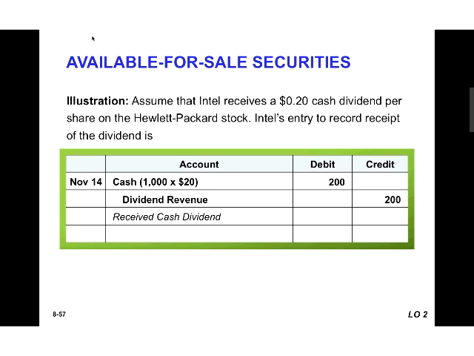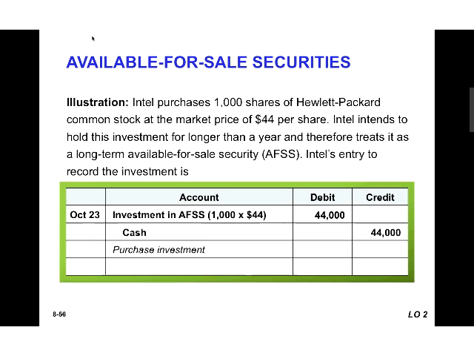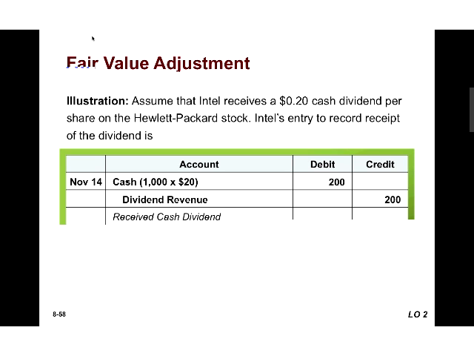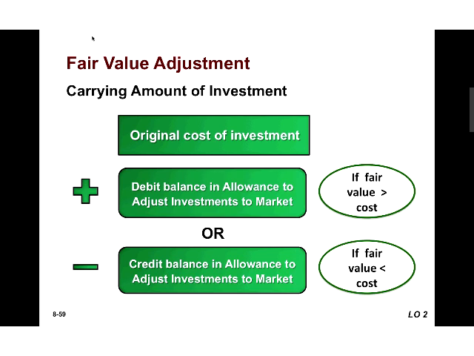Now, generally accepted accounting principles says we recorded this investment when we did the first journal entry. It's sitting on our balance sheet at $44,000. We bought it for $44 a share. So when the market value changes, and it's the end of the period, we need to value that at something called fair value. Fair value adjustment: we're going to put the adjustment into an account called allowance to adjust investment to market. So we're going to take the original cost of the investment and either increase it or decrease it by the amount of the change. And we're going to see this on the next slide.